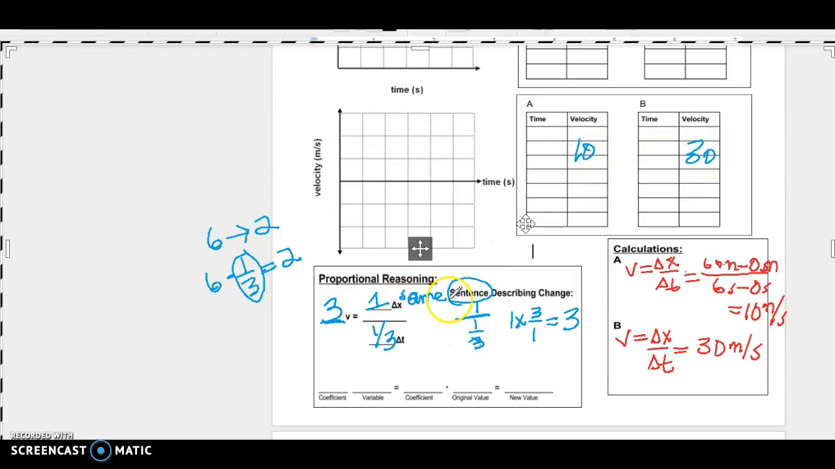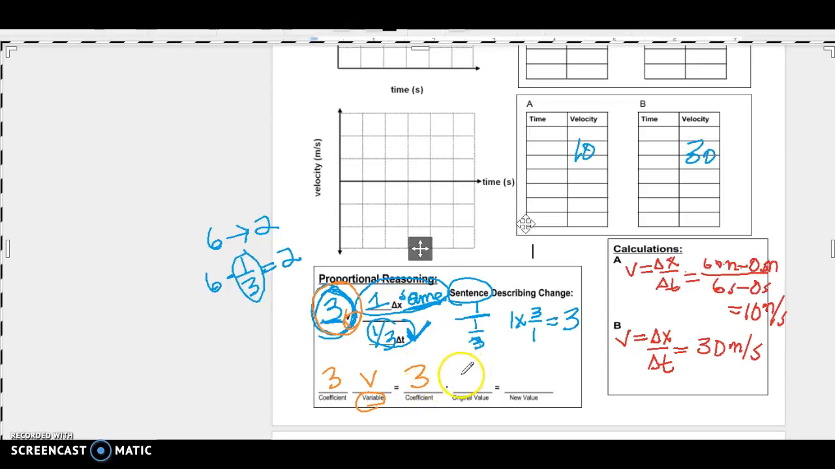If I want to cover the same distance, that would be the sentence. I can't write it. You have to write it. The sentence. If I want to cover the same distance in a third of the time, I have to go 3 times as fast. Okay, so that should be the sentence. If I want to cover the same distance in a third of the time, I have to go 3 times as fast. Okay, so 3 times as fast is what they're asking us. So I'm going to put 3v here because the variable that they're asking for is the speed.